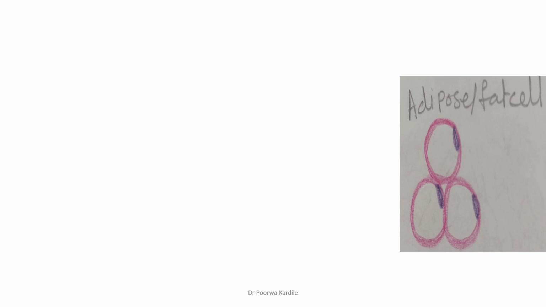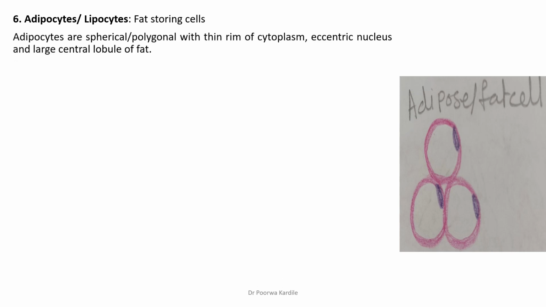So the next variety of cells present in connective tissue is the adipocyte or lipocyte. These are also known as fat storing cells. They store energy and help in thermal insulation. If we see in the diagram, these adipocytes are spherical in shape, and when many cells are there, they are closely opposed to each other, and thus it gives a polygonal shape.